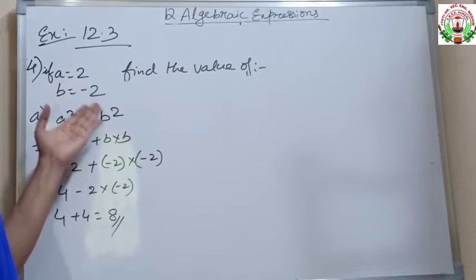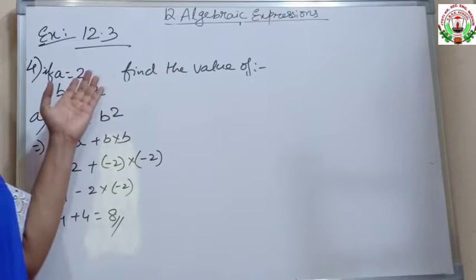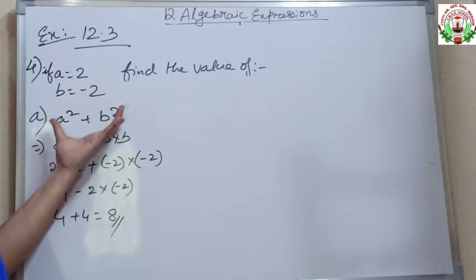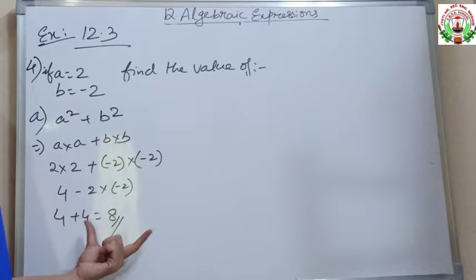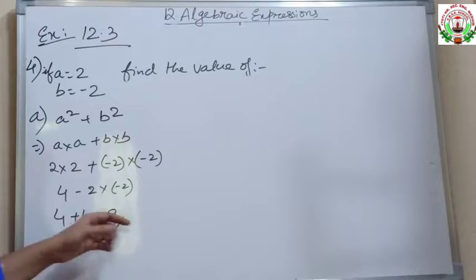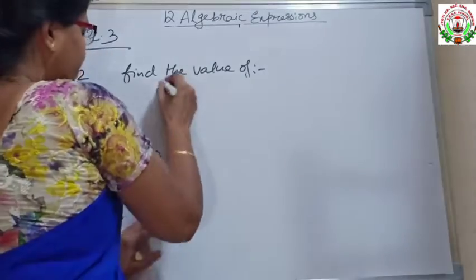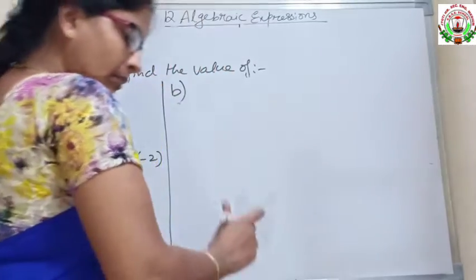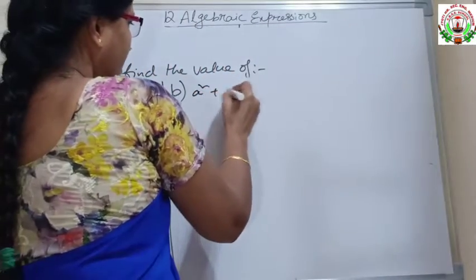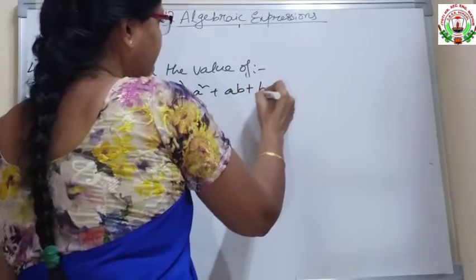Here they have given two variables in the expression. They have given the values of the two variables and we have to substitute these values in the expression and solve it and find the answer. B part. They have given it as a square plus ab plus b square.